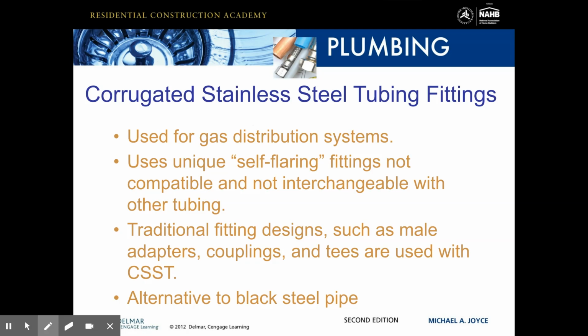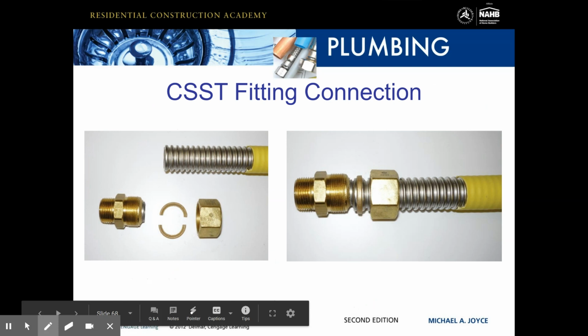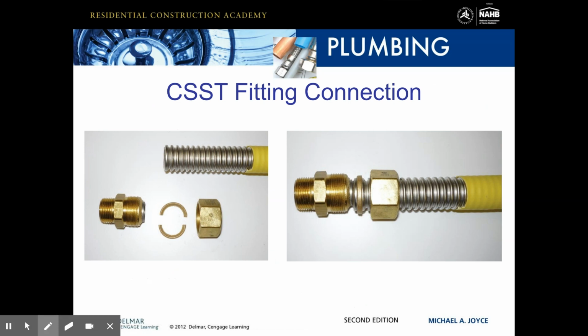Corrugated stainless steel tubing fittings are used for gas distribution systems. They use unique self-flaring fittings that are not compatible and not interchangeable with other tubing. Traditional fitting designs such as male adapters, couplings, and T's are used with CSST, and it's an alternative to black steel pipe for gas distribution systems. And here's a picture of some of the corrugated stainless steel tubing and the fittings.